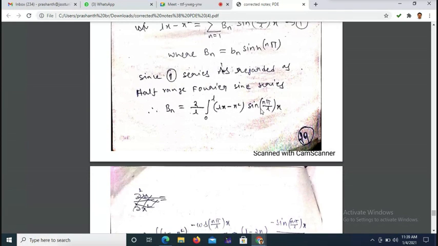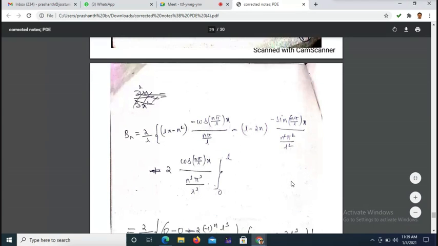First function, this is second, Bernoulli's method. First function, integration of second function. Sine integration is minus cos n pi x by L, n pi by L constant comes to the denominator, minus sign. Differentiation of Lx minus x square is L minus 2x. Again integrate this one: minus sin n pi by L into x, divided by the constant that comes to the denominator, n square pi square by L square.